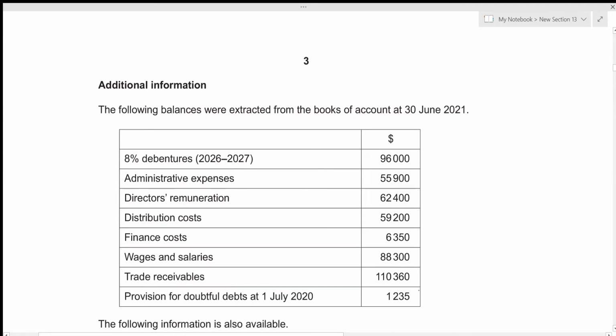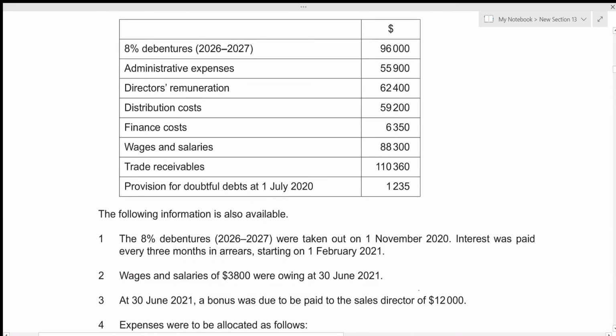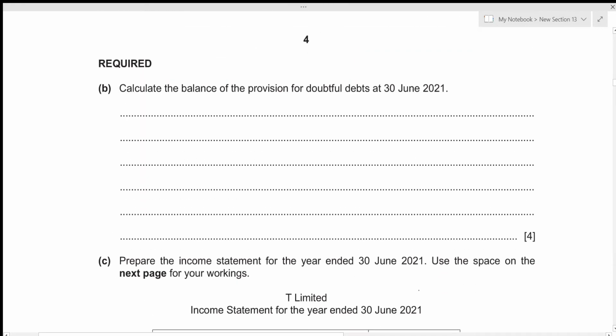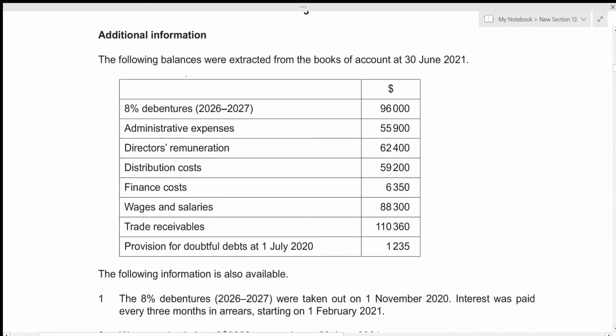We are given additional information, and the balances were extracted from the books of account at 30 June 2021. We're again given another set of additional information. Let's have a look at the question first. We need to calculate the balance of the provision for doubtful debts at 30 June 2021. So in the above information, we will look for those items that will concern the provision for doubtful debts. Let's do that. So firstly, obviously, the provision for doubtful debts is a certain percentage of trade receivables. So this is the information that we need to consider.